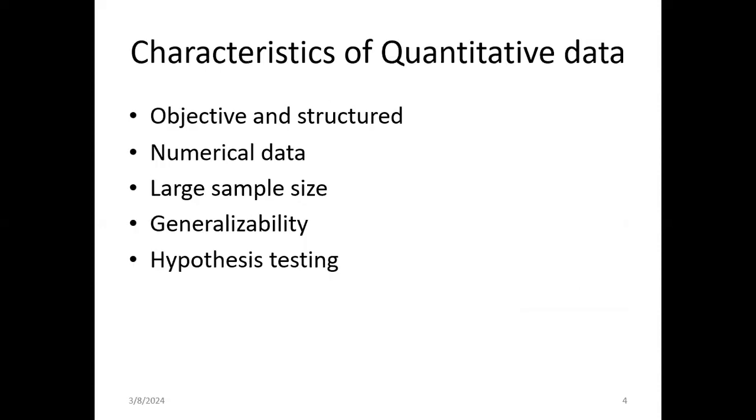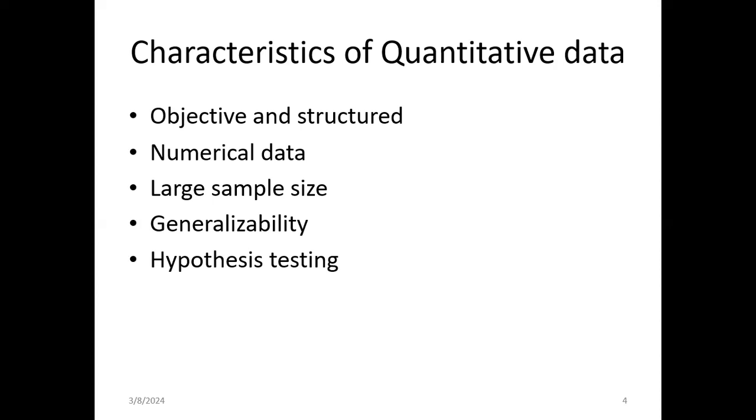So what are the characteristics of quantitative data? One, it is objective and it is structured. It is objective and it is also in a very well-structured manner. Two, numerical data. It is characterized by numerical data, numbers, mathematics, statistics. Anything that has to do with numbers is quantitative. Three, large sample size. We did mention last week that anytime you have a large sample size, any size that is above 25, then you must be looking at doing quantitative data collection and analysis.